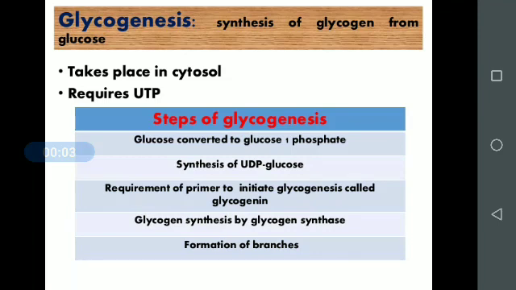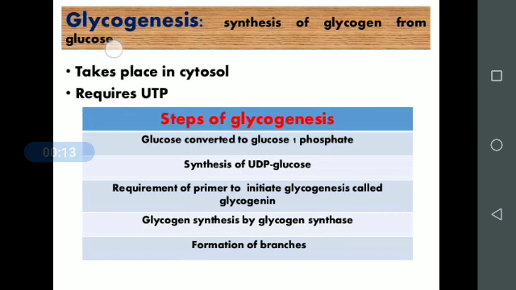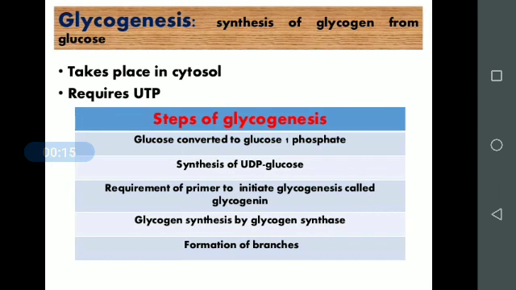Glycogenesis pathway. Glycogenesis is nothing but the synthesis of glycogen from glucose. It takes place in the cytosol and requires UTP. So these are the steps involved in glycogenesis.